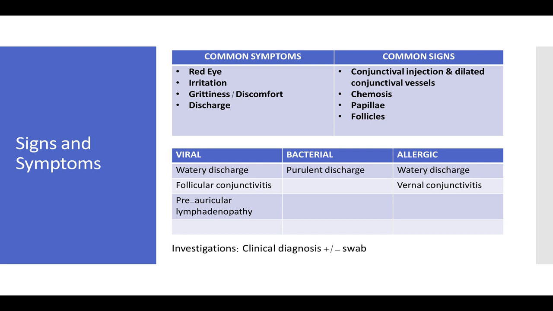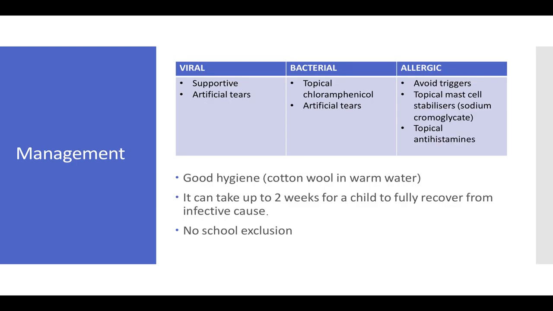Investigations. Paediatric conjunctivitis is generally a clinical diagnosis based on history and examination. Swabs can also be considered. Management. The table below highlights how different types of conjunctivitis are managed clinically. For viral conjunctivitis, the management is mainly supportive, with the use of topical artificial tears if required.